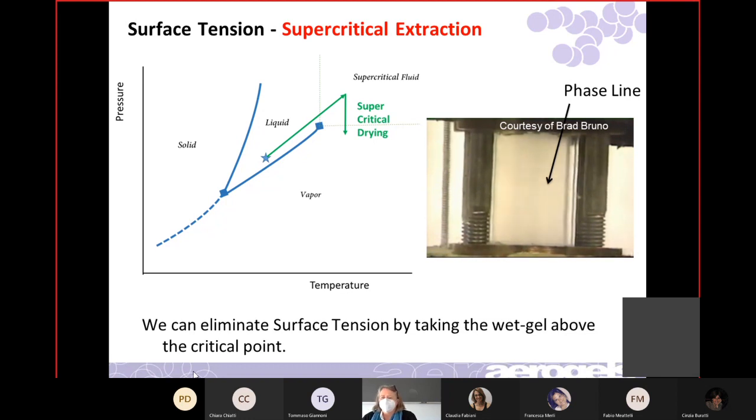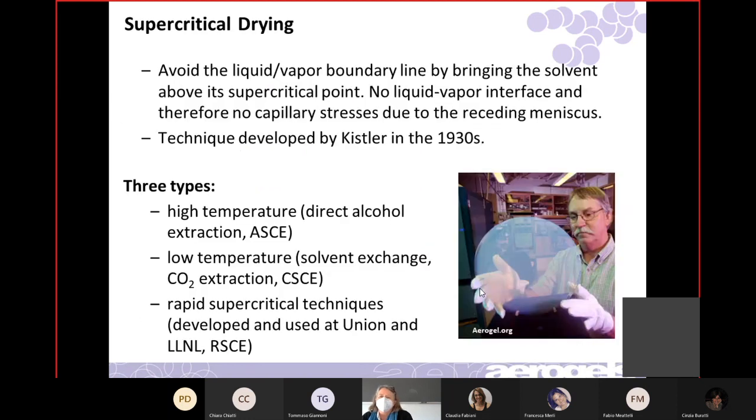This is how aerogels were first invented or discovered, in the 1930s. Again, you avoid that liquid vapor boundary line by bringing the solvent above its supercritical point. There's no liquid vapor interface and no capillary stresses due to the meniscus, because remember, those forces are where you have the liquid and the vapor present. So there are 3 types of supercritical drying.